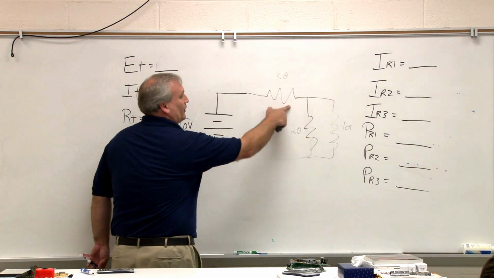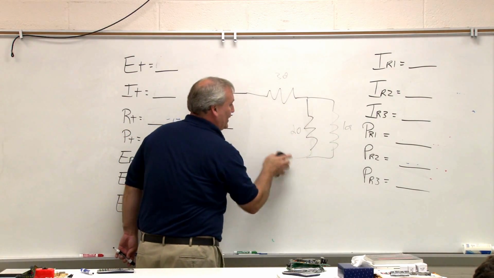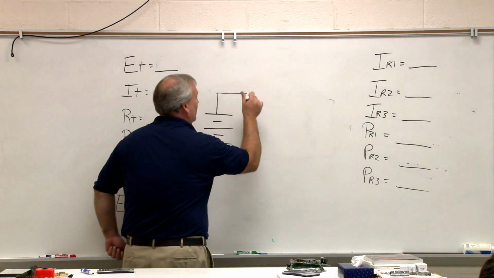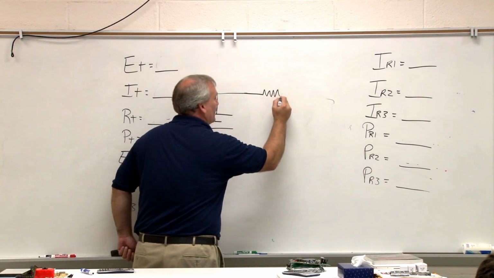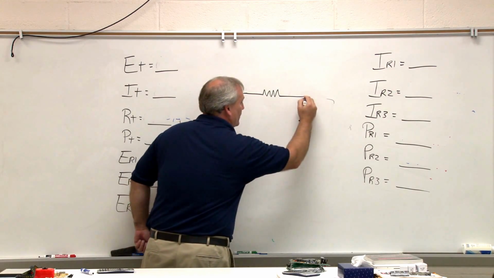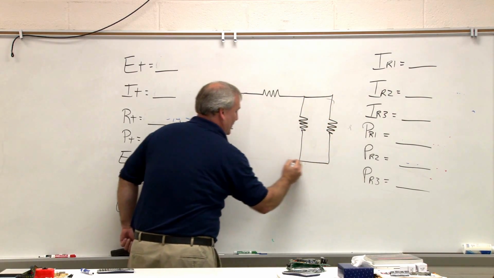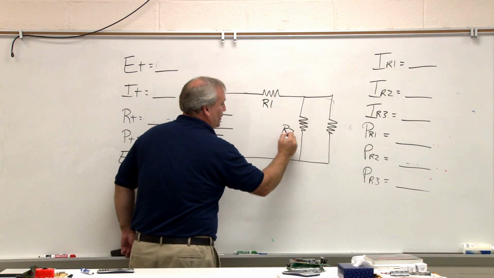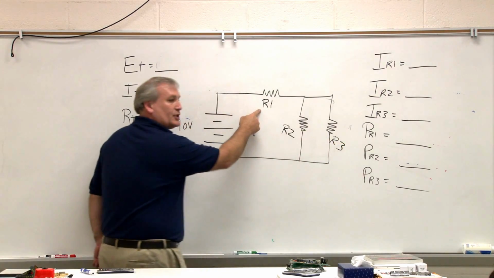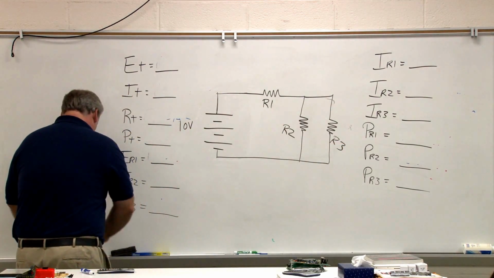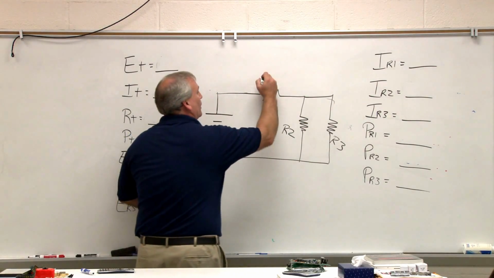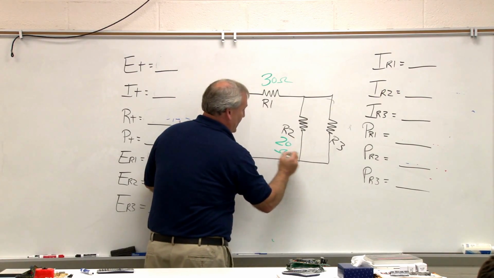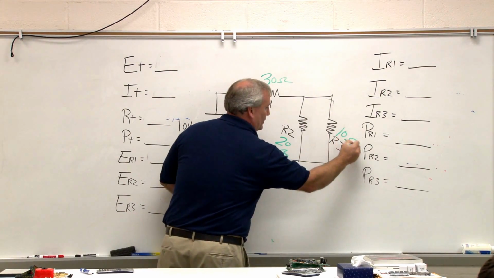He put his 30 ohm resistor in series, and he has the 20 and the 10 in parallel. Let's try to make this a little easier. You do squiggles? Zigzags. Mine are squiggles. Okay, R1, R2, R3. You wanted this to be the 30 ohm? Yes. R1 is 30 ohms, R2 is going to be 20 ohms, and R3 is going to be 10 ohms.